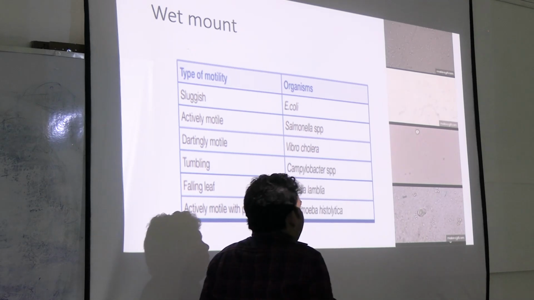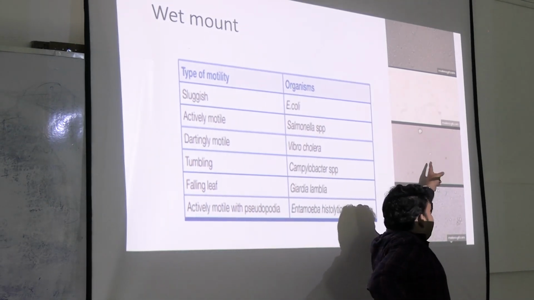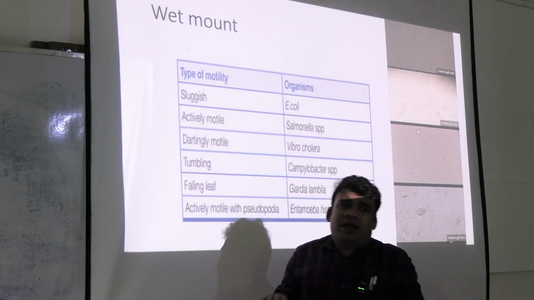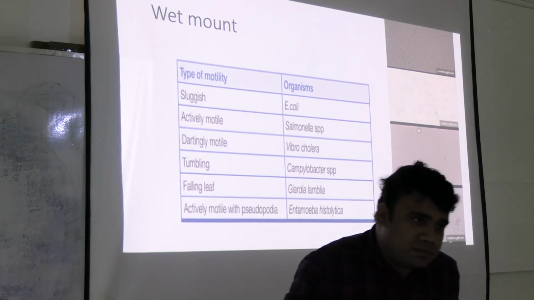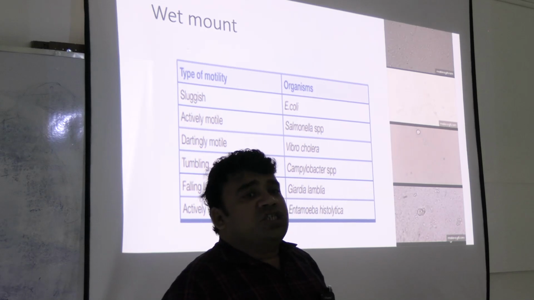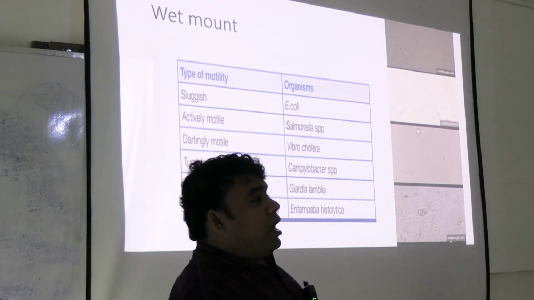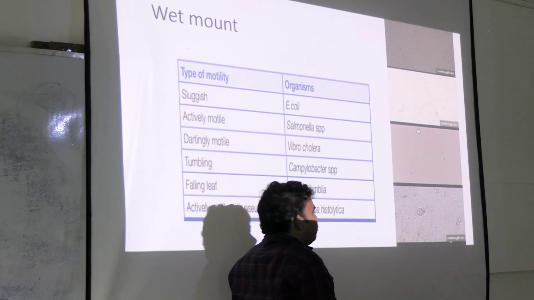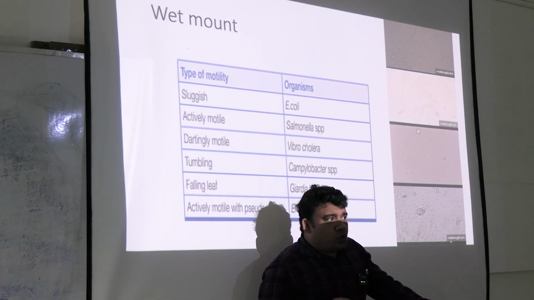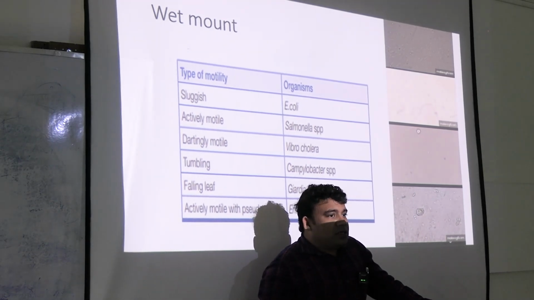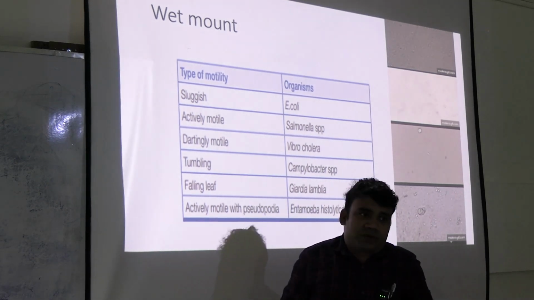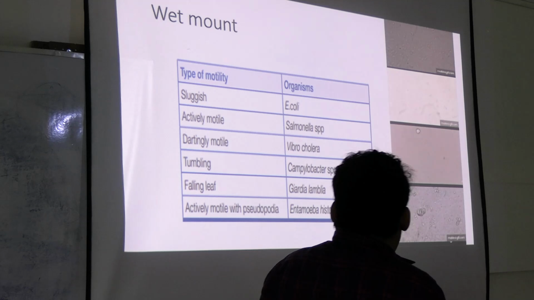Now let us look at this one. It appears as if a leaf is falling from the trees in autumn. This is called falling leaf motility, and this is seen in case of Giardiasis. And finally, I have already told you about the trophozoite of Entamoeba histolytica, and in freshly passed stool, it will show slow but sluggish movements. Remember, this kind of movement will not be seen in case of pus cells. So this is an actively motile trophozoite.